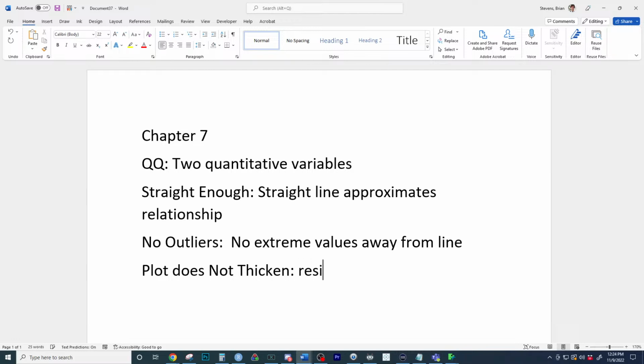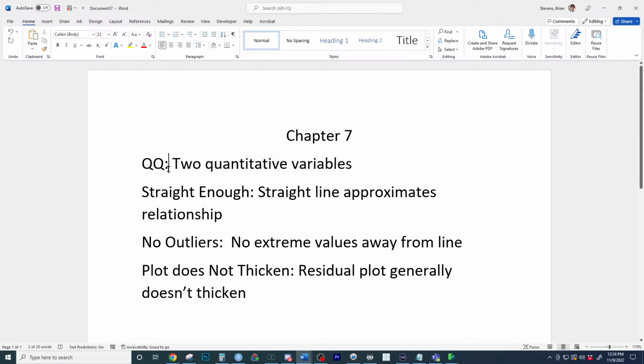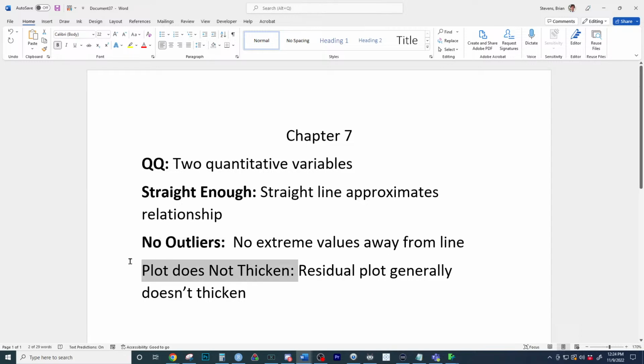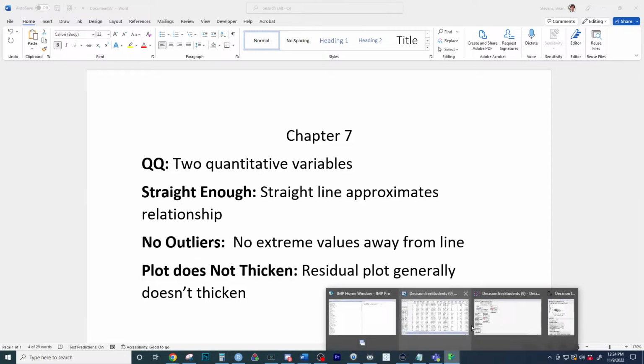Residual plot. You can look at the regression plot, but we look at the residual plot a lot of times. A residual plot generally doesn't thicken. What should a residual plot show? Answer that while I'm making this look all nice and pretty right here. See if you can write these down and describe them. That's where the real learning takes place. What should a residual plot show?